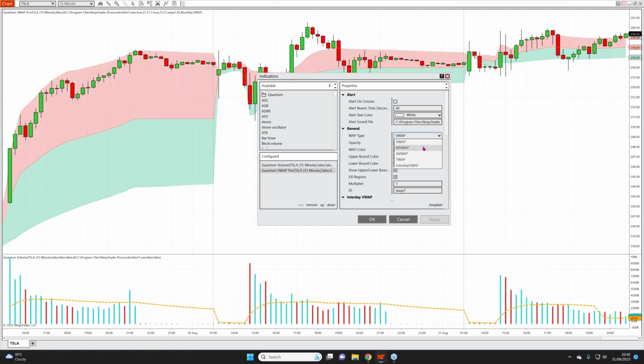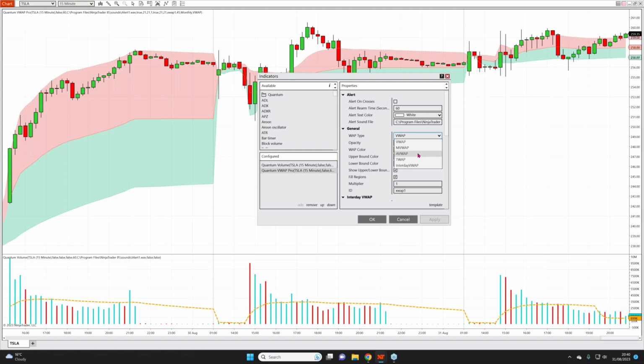What the MVWAP gives you is it does away with that because it's a seamless transition from one session to another, and it just carries on. The algorithm just carries on throughout the session. It doesn't take note of the session, so you don't have that compression of the VWAP at those session crossover points. So it really makes it smooth.